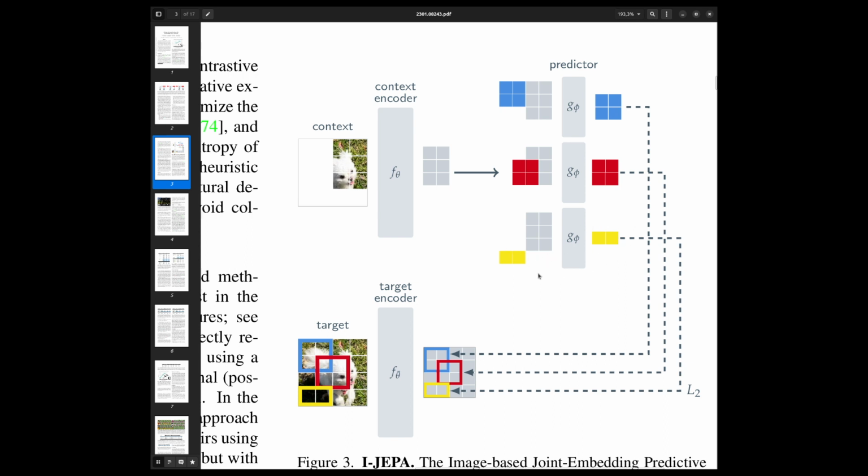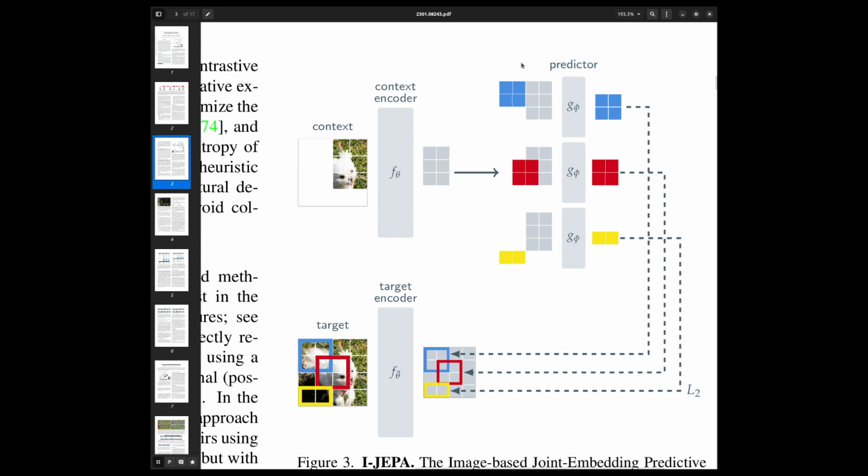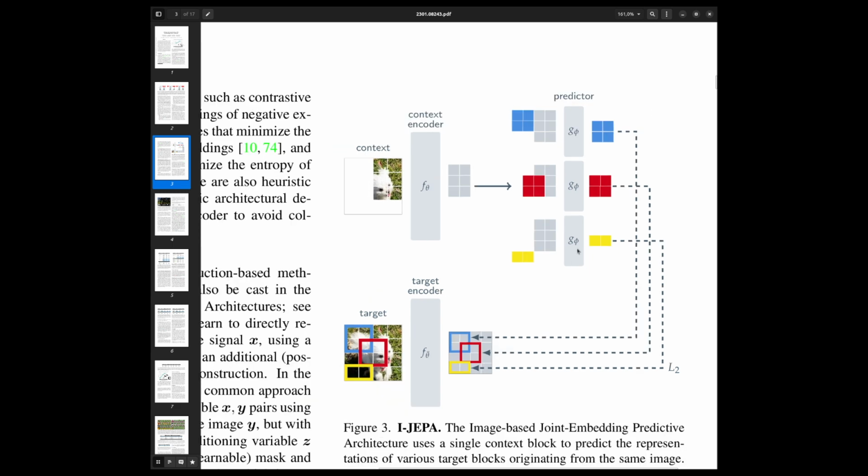No, they're going to run the loss between the yellow one on the right side of the predictor and the one on the target encoder, the yellow bounding box. So you see, they are going to run the loss. It's L2 loss. Okay, so this is the predictor. It predicts this, and then we run the loss with the true one. Okay.